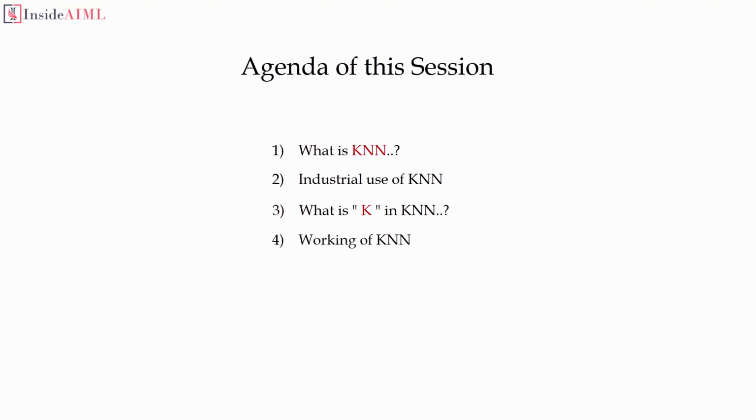But before deep diving into KNN, we'll first go through today's agenda. The very first thing that we will see is what is KNN. Then we'll go to the industrial use of KNN and see where in real world scenarios KNN is applied. Third comes the most important topic: what is K in KNN, and how it is decided. Fourth, we'll go through the working of KNN and how KNN exactly works. Fifth, we'll come to how to choose the optimal value of K, as it is one of the most important topics in KNN. The last, we'll see what are the advantages and disadvantages of KNN.